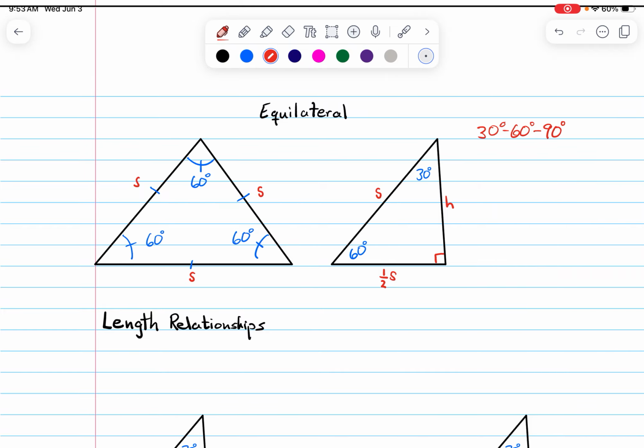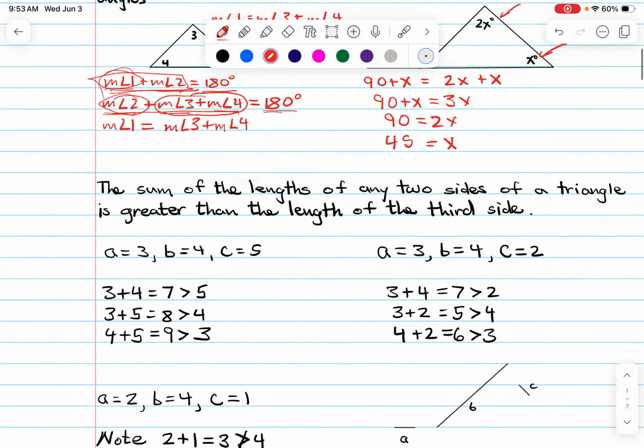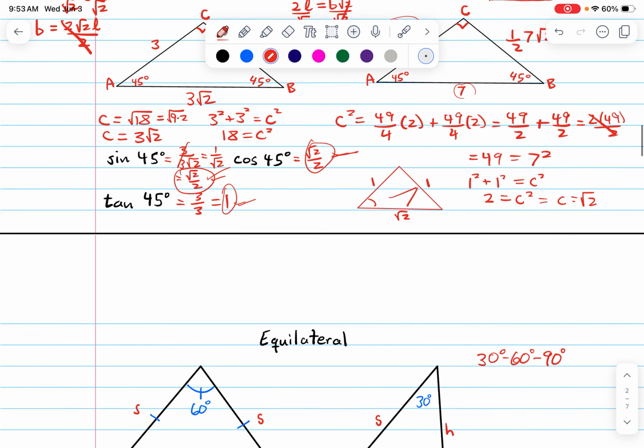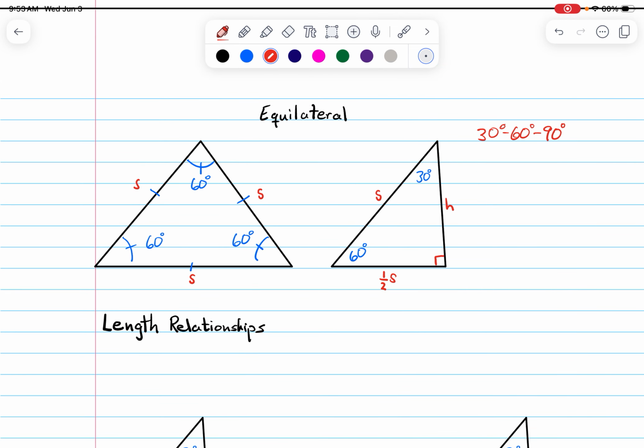Now, I want to use the Pythagorean theorem on this. So here's what I've got: 1/2 s squared plus h squared equals s squared. See? Just Pythagorean theorem. This side squared plus this side squared equals this side squared. Now, let's see what happens here. I get s squared over 4 plus h squared, I'm calling that h the height, equals s squared.